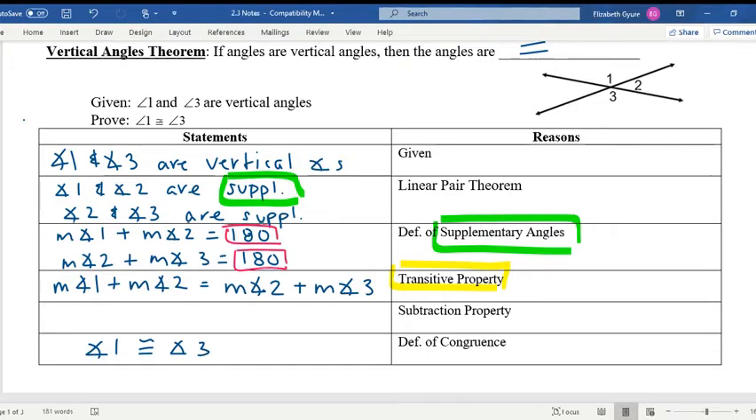Are you guys with me so far? I know this is a lot for our brains sometimes. Okay, we're almost done though. It's now telling me to use the subtraction property.